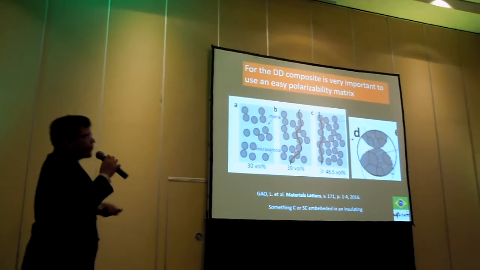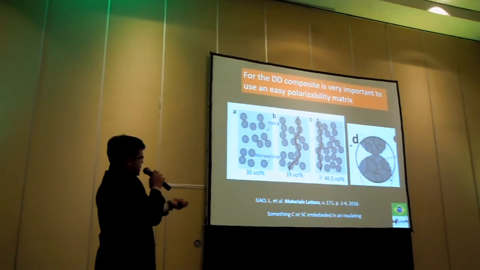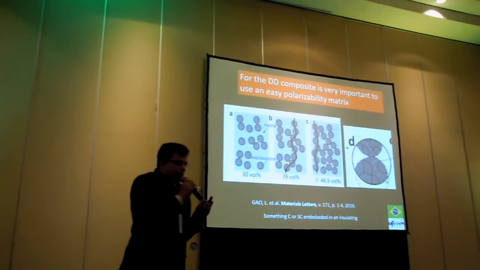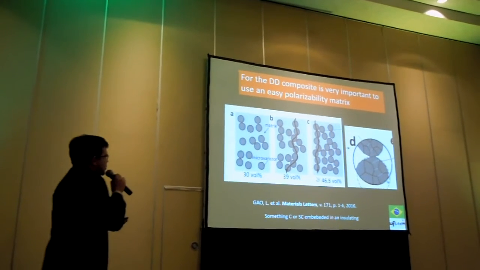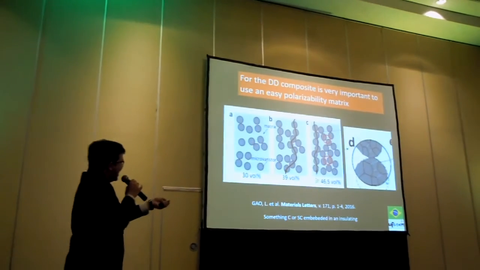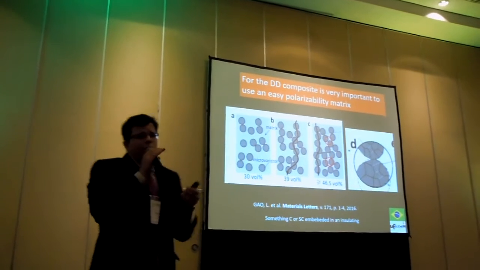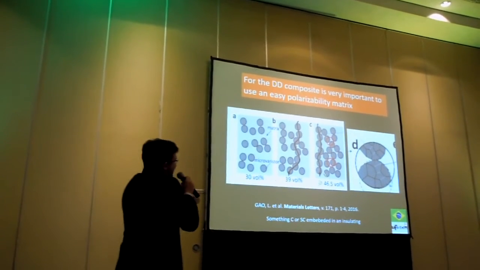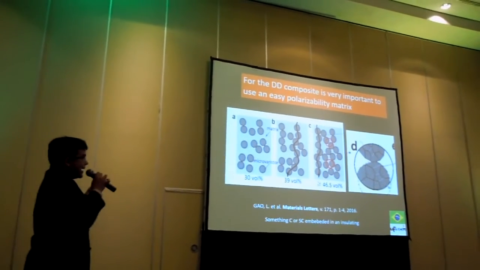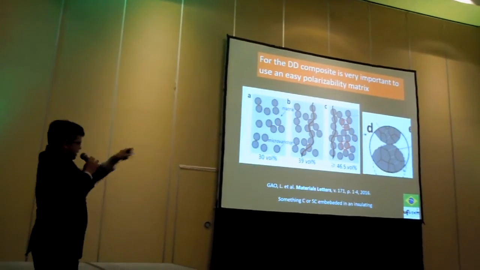But even with great amounts of particles in the matrix, we see in this volumetric fraction that we have tiny layers of polymer with no contact between particles. These red circles show this kind of situation. This situation is the reason that we need an easy polarizability matrix, because the decrease cannot be abrupt in this place.